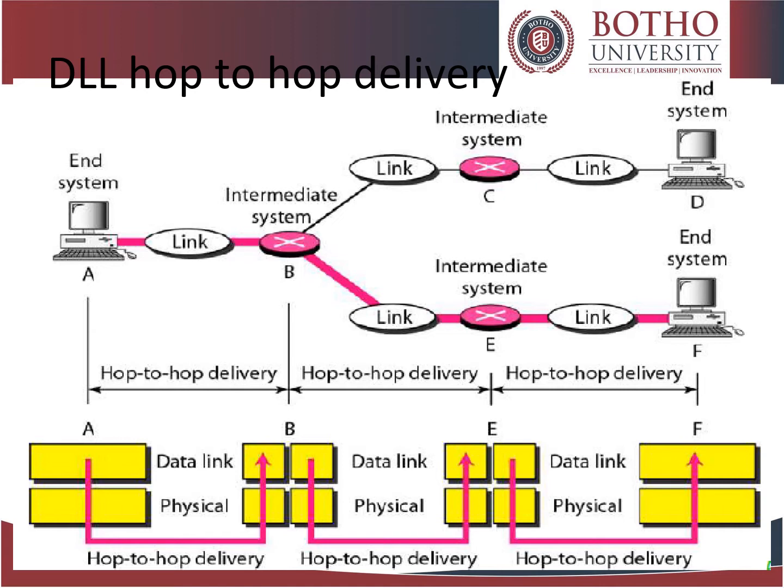The data is being sent from end system A to end system F. To do so, three partial deliveries are made. First, the data link layer of A sends a frame to the data link layer of the B router. Then the data link layer of B sends a new frame to that of E, again a router, and finally the data link layer of E sends a new frame to the data link layer of the end system F.